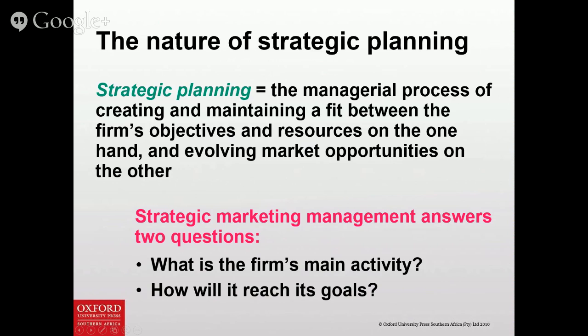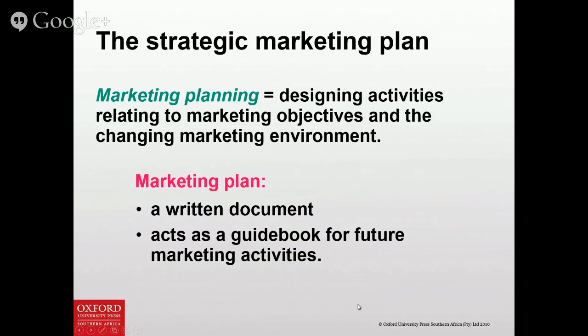All right. Strategic marketing management answers two questions. What is the firm's main activity and how will it reach its goals? All right. So what is marketing planning? It is the designing of activities relating to the marketing objectives and the changing marketing environment.